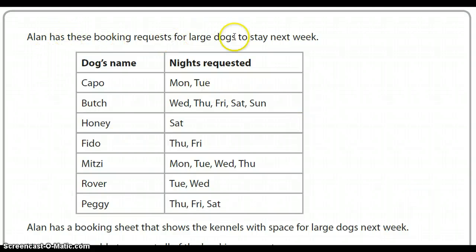Alan has these booking requests for large dogs to stay next week. Dog's name, nights requested. Capo, Monday, Tuesday. Butch, Wednesday, Thursday, Friday, Saturday, Sunday. Honey, Saturday. Fido, Thursday, Friday. Mitzi, Monday, Tuesday, Wednesday, Thursday. Rover, Tuesday, Wednesday. Peggy, Thursday, Friday, Saturday.